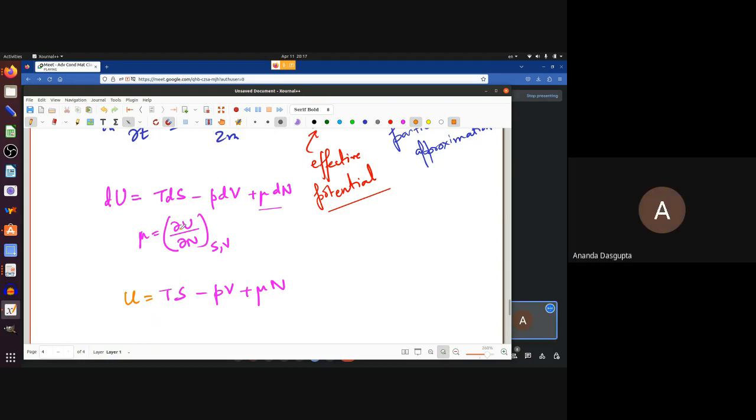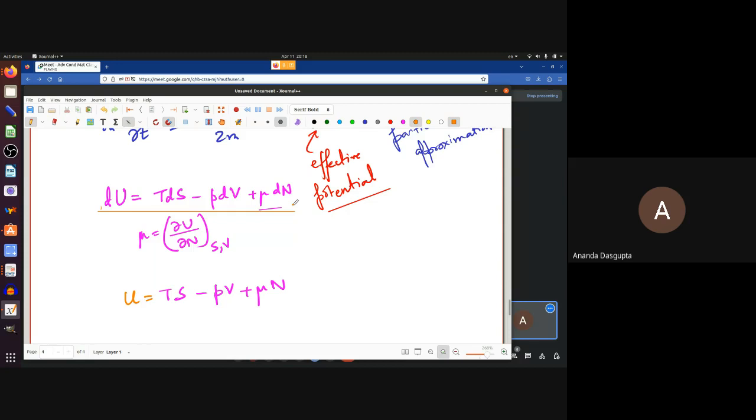After all, dU is TdS minus PdV plus mu dN, right? And under no stretch of imagination are T, P, and mu constants. If they were constants, then of course you could simply integrate and say U is TS minus PV plus mu N. You all agree that this is the correct equation which follows. This basically is a combined first and second law of thermodynamics plus the possibility of open systems which leak particles, or the particle number changes.